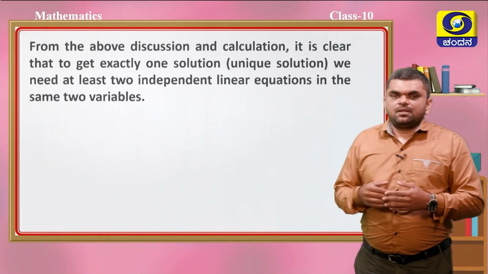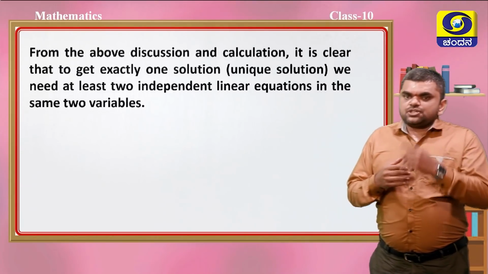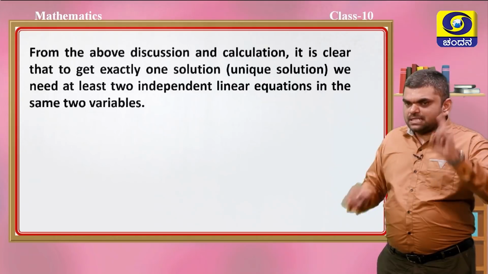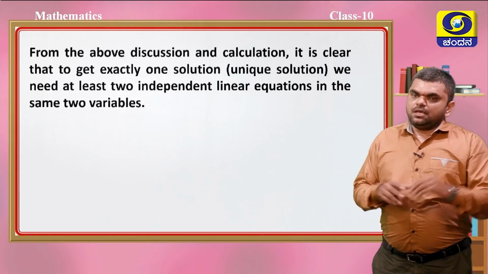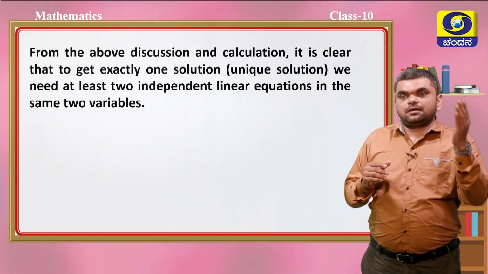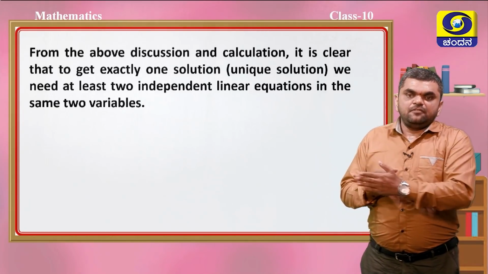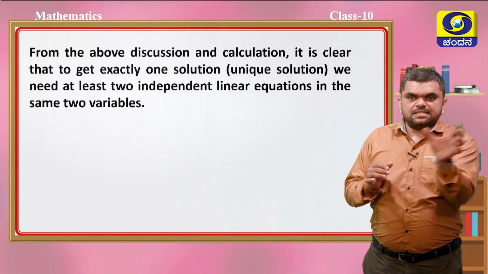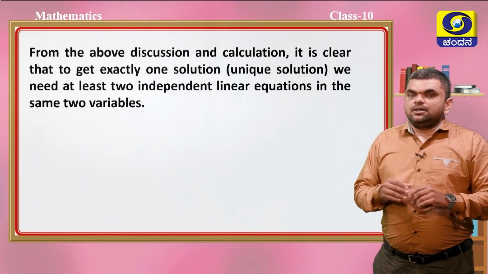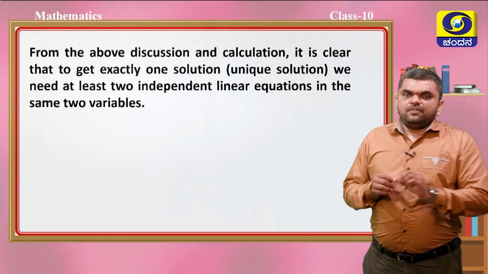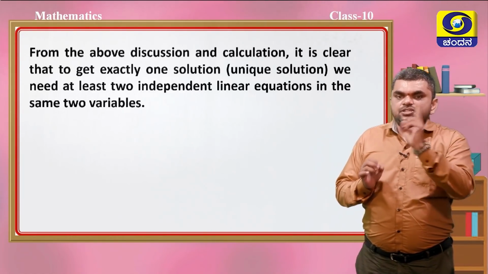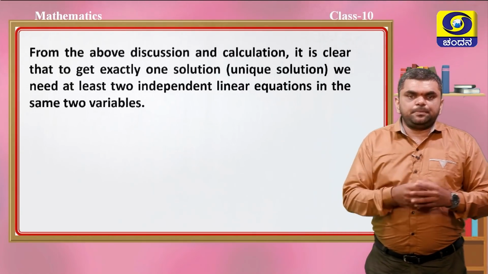From the above discussion or calculation, we can easily find only one solution here, children. Even Rubina assumed something, but it is not true in the case of Lakshmi. Whereas when we do it in a systematic process, we get one solution. This is called a unique solution. We need at least 2 independent linear equations of the same variables. What is that independent equation?